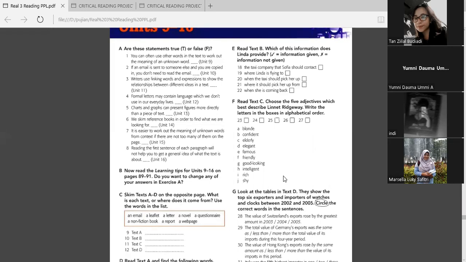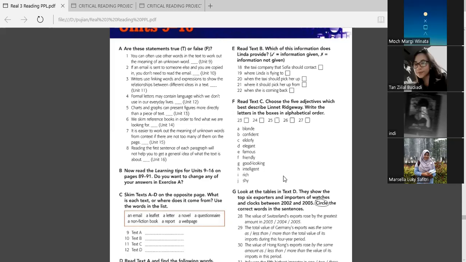24. Famous or confident? Confident. Okay. Yes. And then 25. Back to your first answer. D, elegant. Yes, and then?